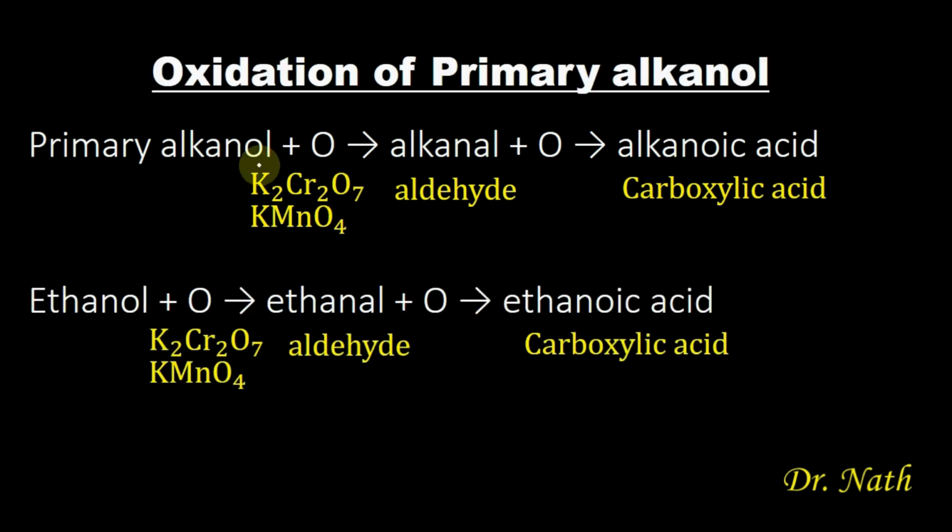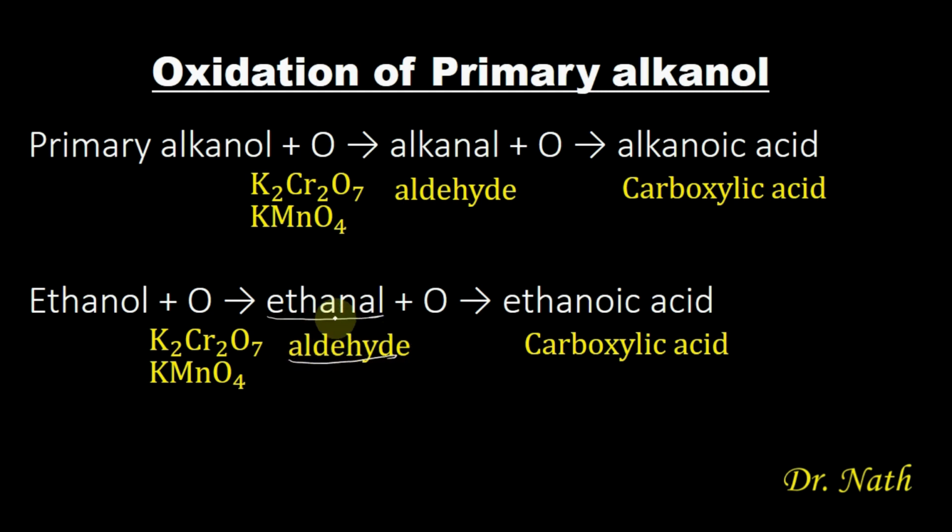Here we're looking at the oxidation of the primary alkanol. When a primary alkanol is oxidized, an alkanal is formed, which is also known as the aldehyde. And on further oxidation, alkanoic acid is formed, also called the carboxylic acid. So this is ethanol, a typical example of a primary alkanol. When it reacts with oxygen, that is when it is oxidized, a substance called ethanal is formed, and this compound is the alkanal, also called the aldehyde.